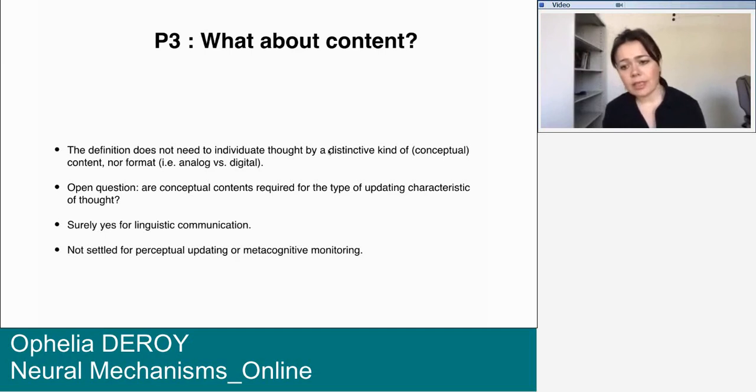But I don't think it's yet settled that the updating from perception needs to take place via conceptual updating. I should say, by perceptual updating, I mean the updating from the level immediately below the upper level of thought. Nor do I think it's settled that the reflective, metacognitive monitoring needs to be done using conceptual resources. I could develop this in discussion if needed.